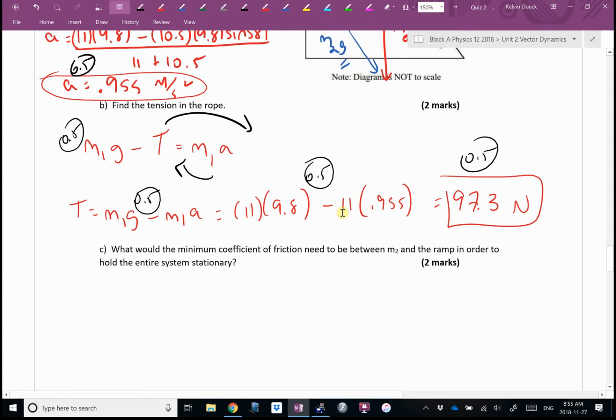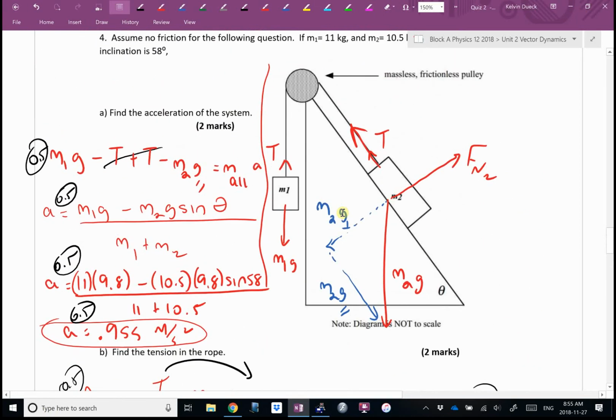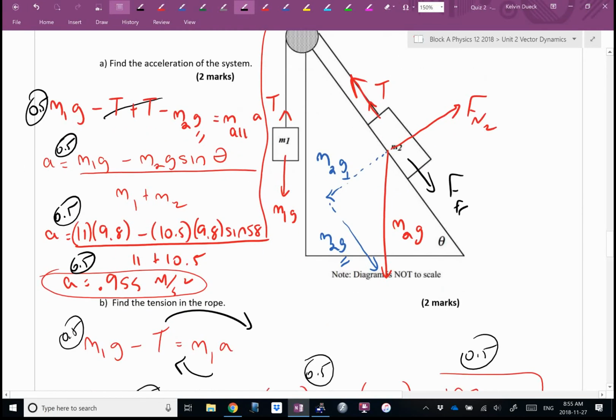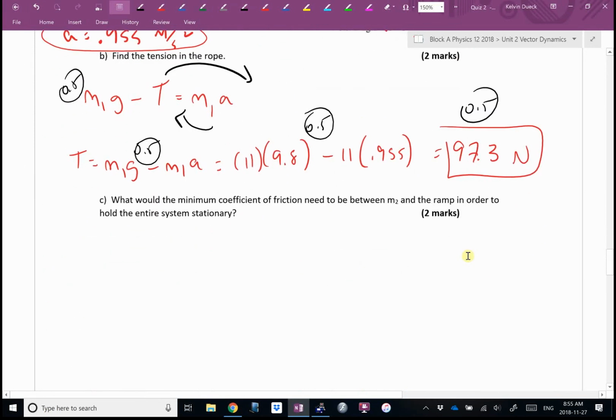Remain stationary. So which way is M2 sliding? Up the ramp? So which way is friction pointing then? So I'm going to add that in black for part C. I would have this. And so what I would now have as an equation is M1G minus tension plus tension minus M2G parallel and minus friction. That equals 0.